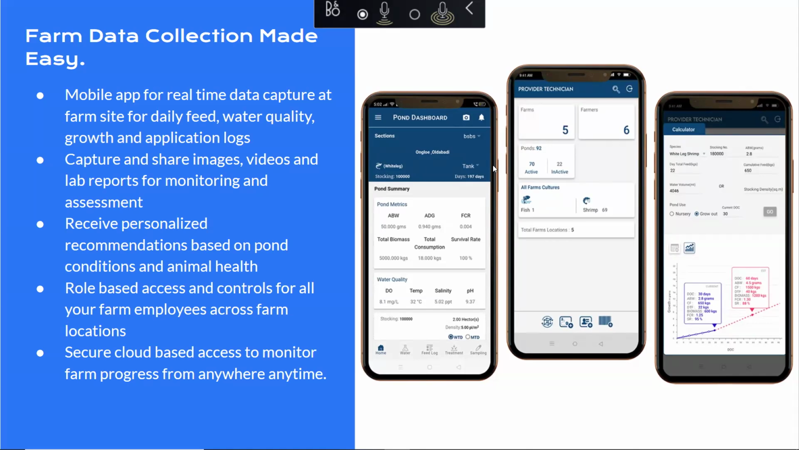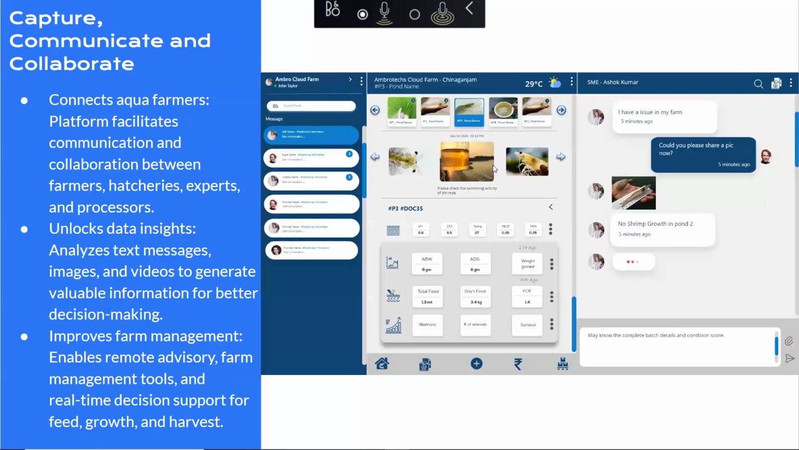Another feature in the Bluebay application is Aquatalk. This is a chat feature where you can connect with your SMEs, doctors, with whom you would like to share your data.